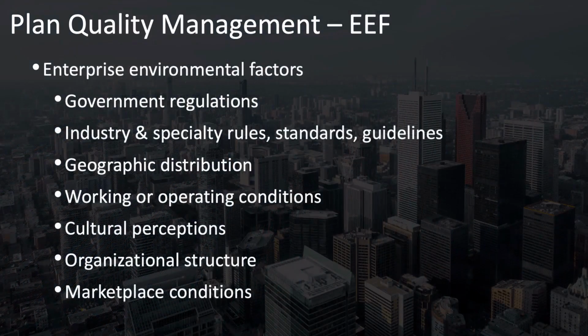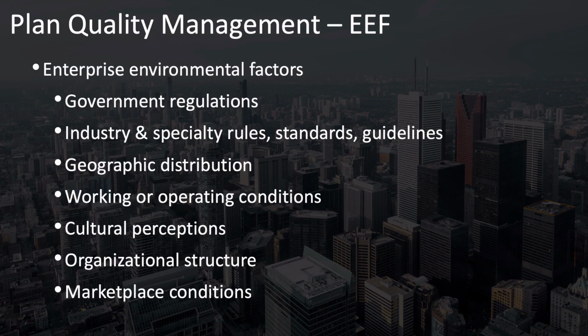Particularly for quality management, you need to ensure compliance with government regulations, as well as industry and specialty rules, standards, and guidelines. Quality can be more difficult to manage and control when project team members and work are spread across multiple geographic locations. Different locations can also have different governmental and cultural perceptions of quality and how to achieve it, as well as different advantages or disadvantages in local working or operating conditions that can affect quality.